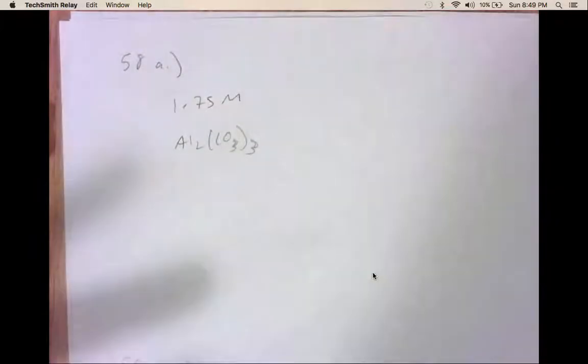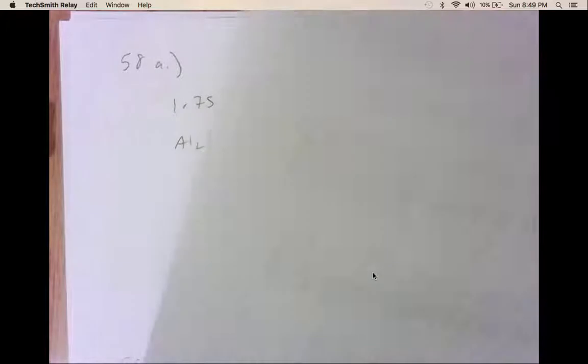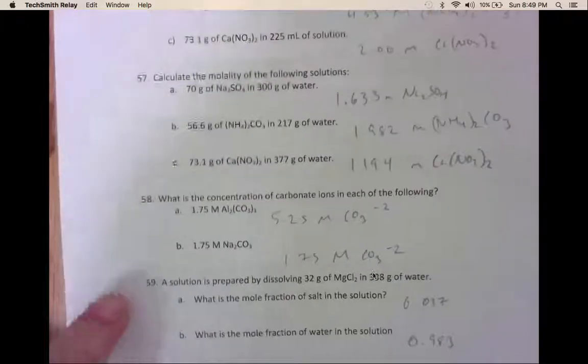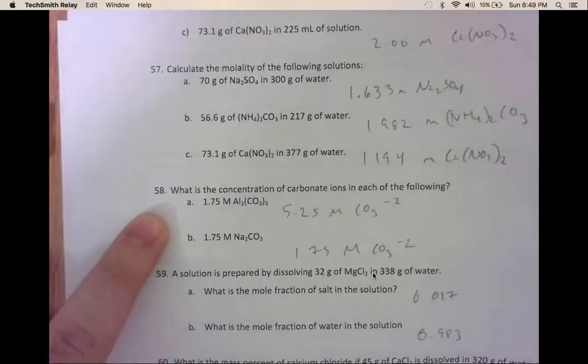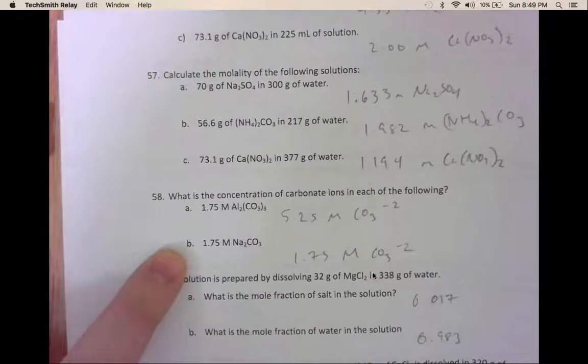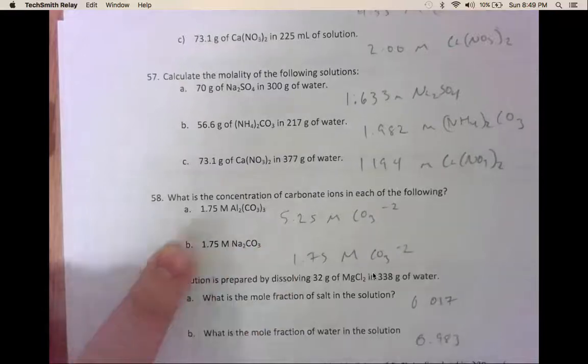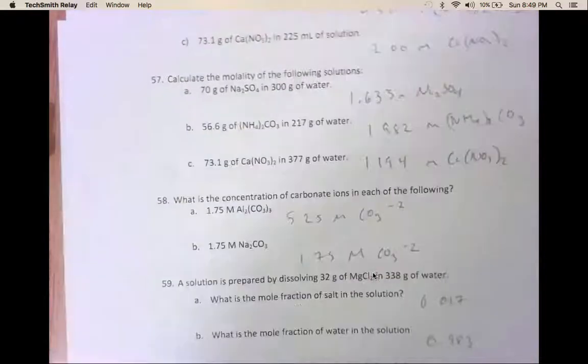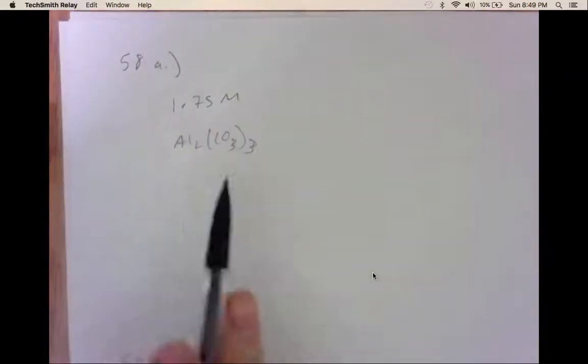Alright, so question 58. Question 58 is asking us what is the concentration of carbonate ions in each of the following solutions. So I'll walk you through 58A. 58B is exactly the same thing, just with a different compound. And it's asking us about the carbonate ion. So first thing to note is this is an ionic compound.